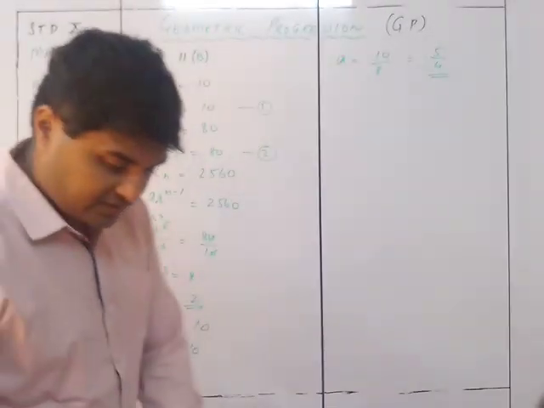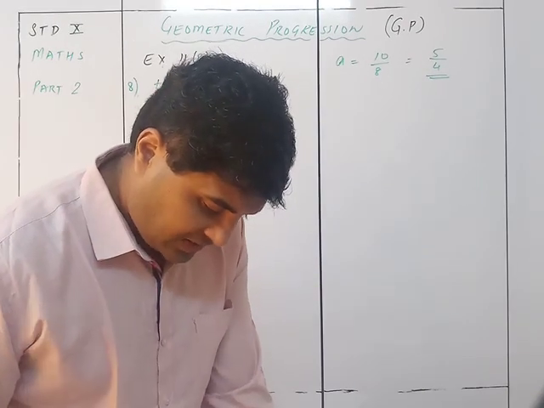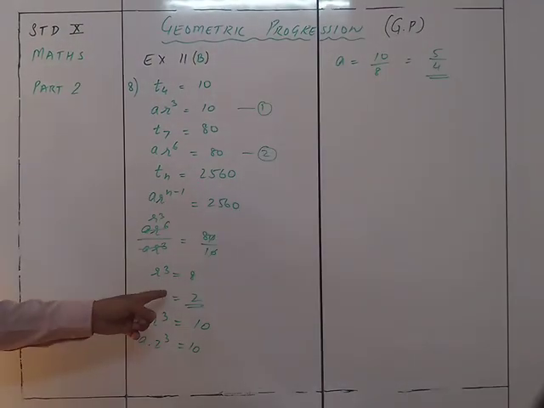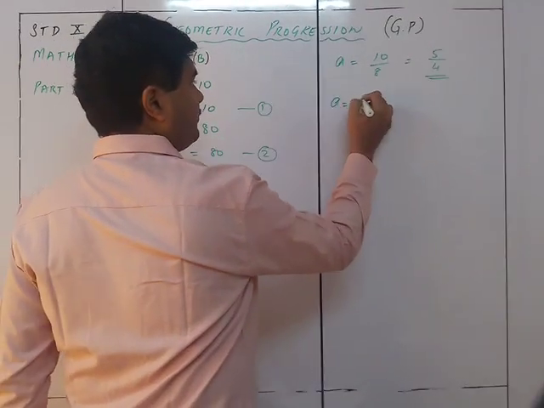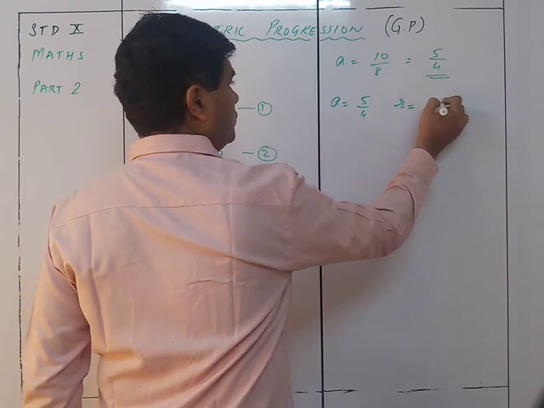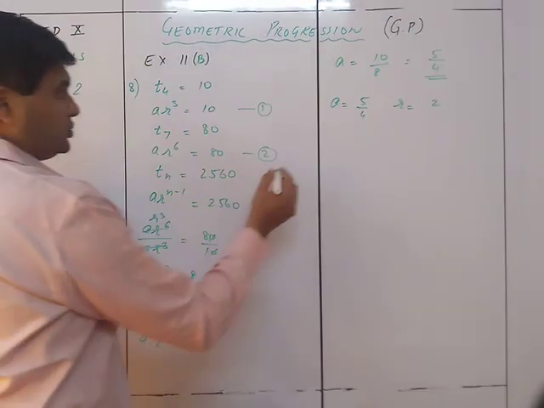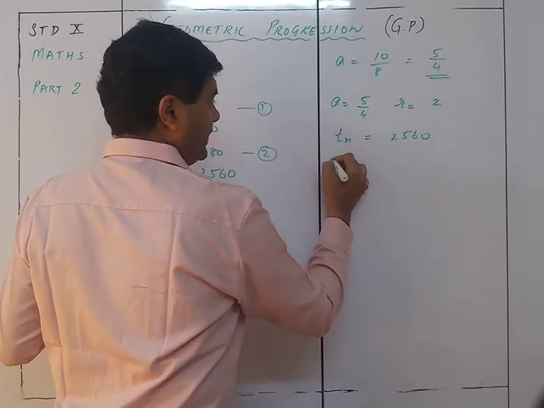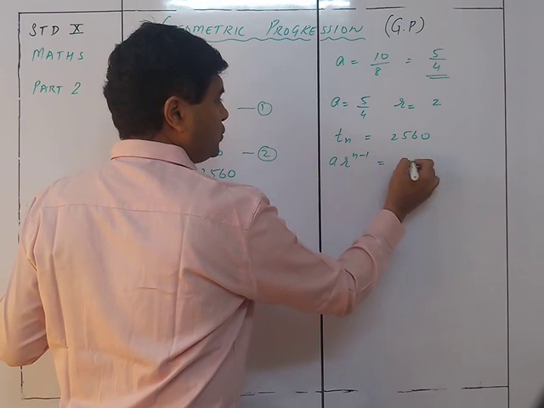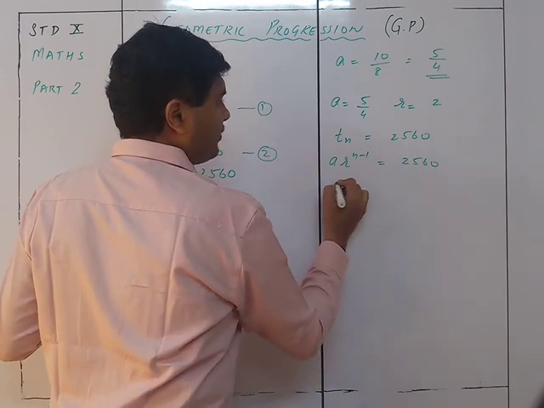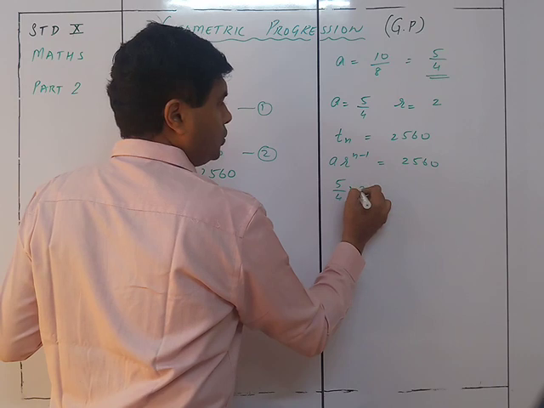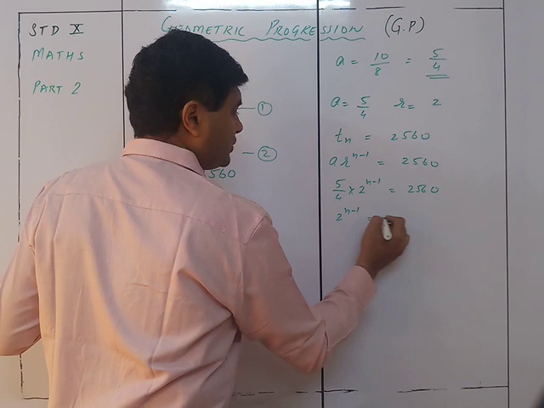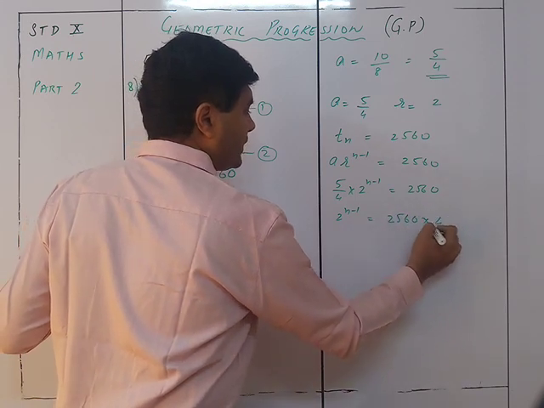Okay, let me check this out. 8th sum. Yeah, 5 upon 4, R is 2. So we get A is equal to 5 upon 4 and R is equal to 2. Now we want to find out the value of n. So over here, Tn is equal to 2560. So AR raised to n minus 1 is equal to 2560. So 5 upon 4 into 2 raised to n minus 1 is equal to 2560. So 2 raised to n minus 1 is equal to 2560 into 4 upon 5.